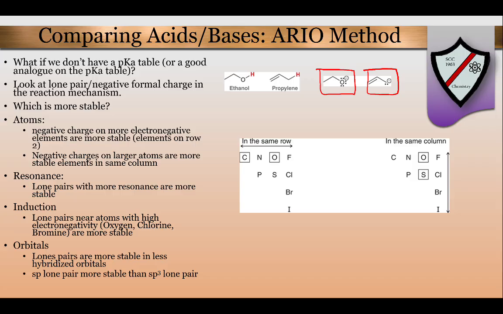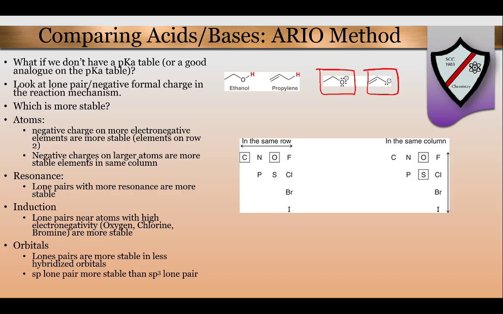And in the case of propylene, if we remove the indicated hydrogen, then the lone pair of electrons is located and resides on a carbon atom. Now, I'll go ahead and point this out, even though we're not going to mention it until next. Notice there is some resonance for that lone pair, so that would help stabilize it. But ultimately, it resides on a carbon atom, and we know that oxygen is more electronegative than carbon, so the negative charge is more balanced on the oxygen.